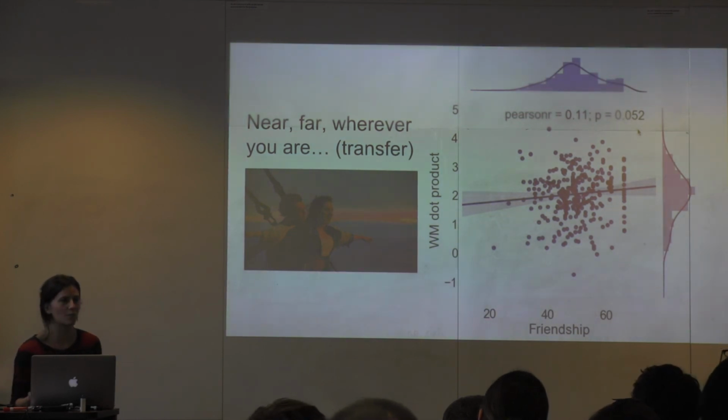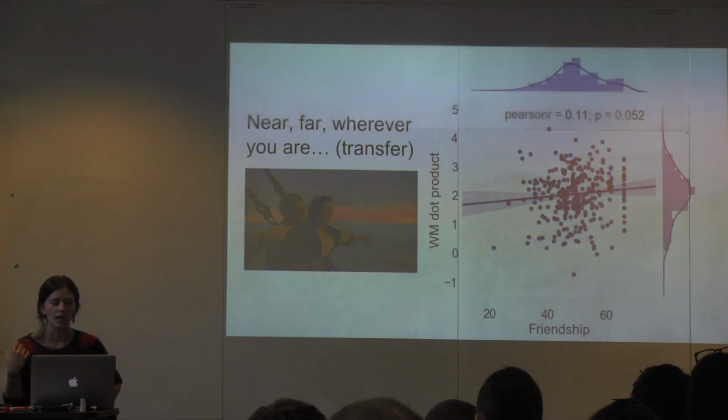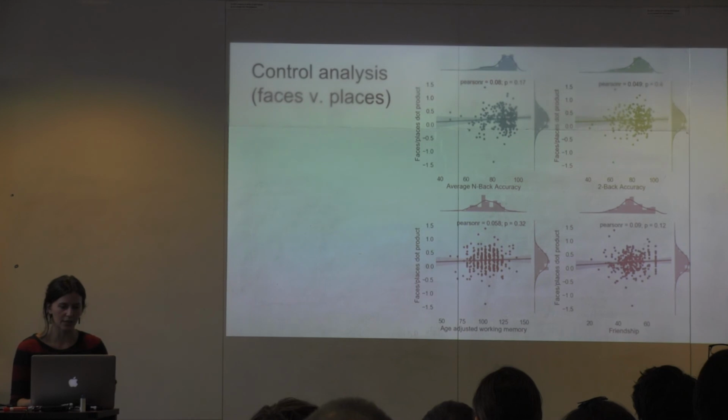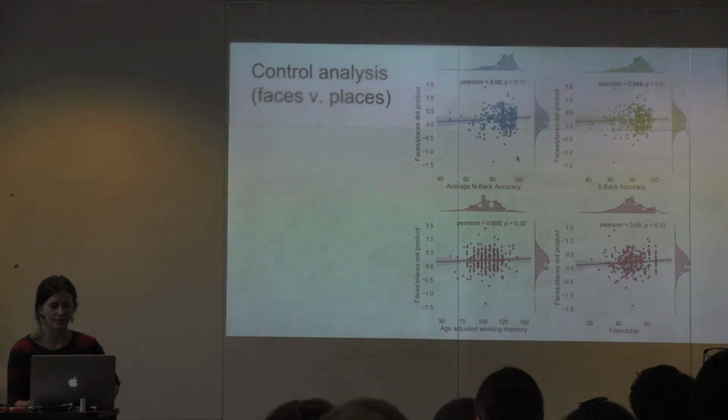This is for our working memory signature. And as Patrick described, we also did one classifying faces versus places, and that shouldn't relate to any of our behavioral measures. And so when we did that, we have no correlations here. So that's also good.